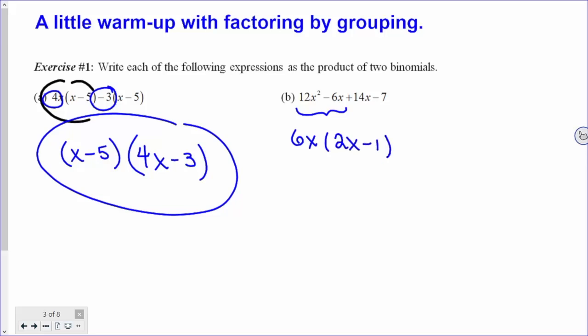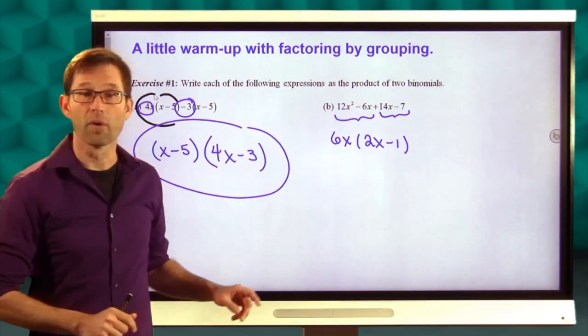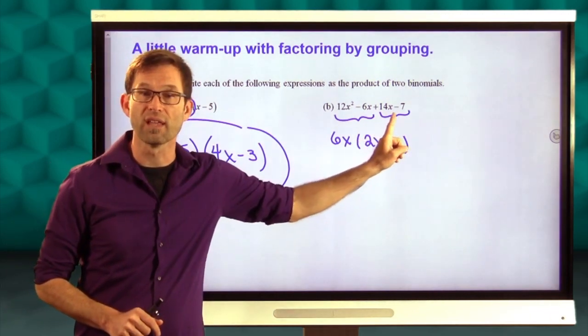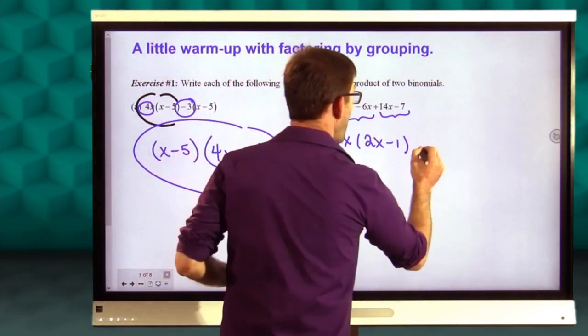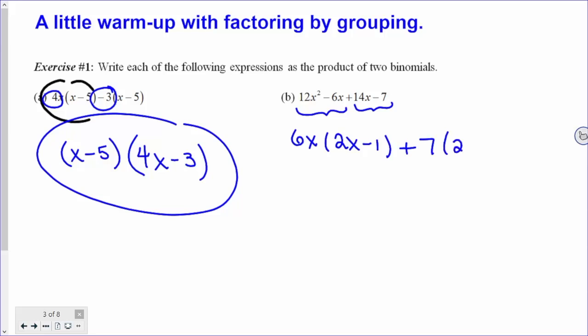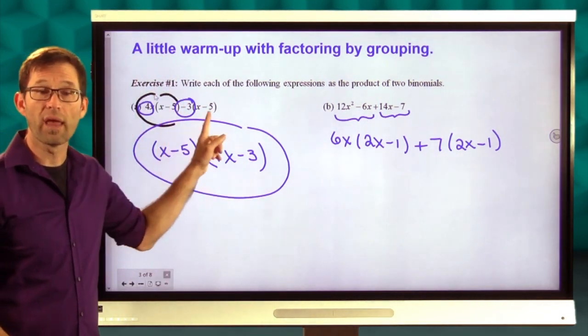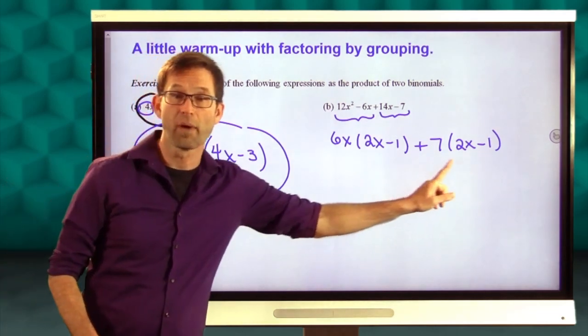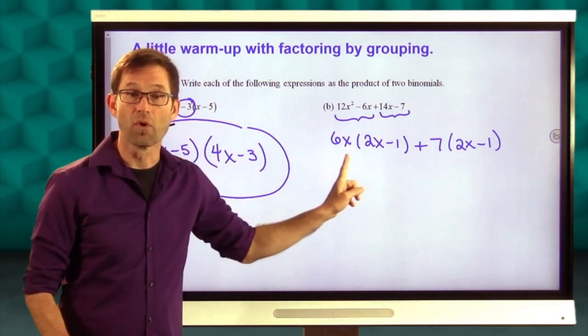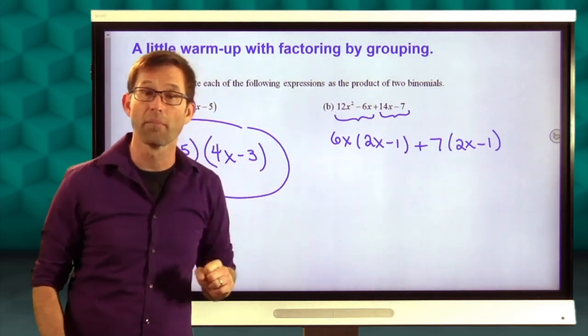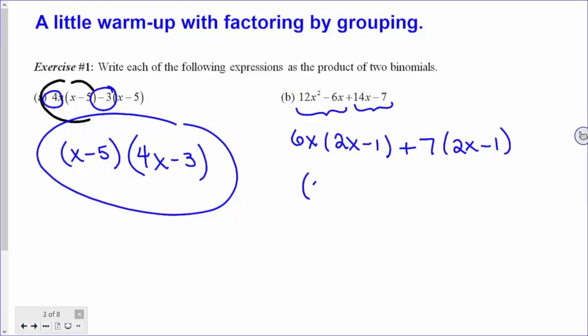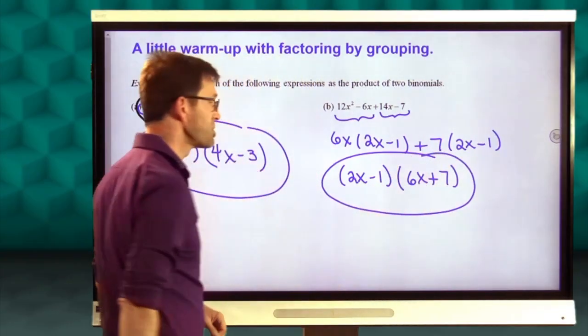Then, when we look at this binomial pair and we say, all right, what can I factor out of 14x minus 7? I can factor out a positive 7. And when I do that, I'm left with 2x minus 1. And now, this particular expression is very similar to this one, i.e. we have this common binomial factor, 2x minus 1, right? In this case, it's being multiplied by 6x. In this case, it's being multiplied by positive 7. So I can simply factor out that 2x minus 1 and have it multiply 6x plus 7.